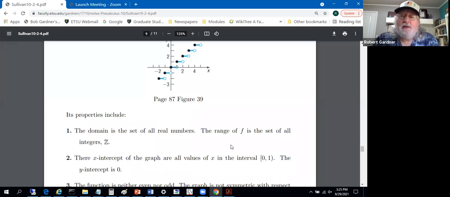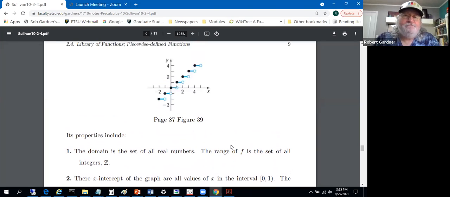Even or odd, any of the symmetries, it's not symmetric, certainly not symmetric with respect to the y-axis. Things that happen over here would have corresponding steps over here, and it doesn't have that. Now, there is stuff in the first and the third quadrant, but they're not corresponding.